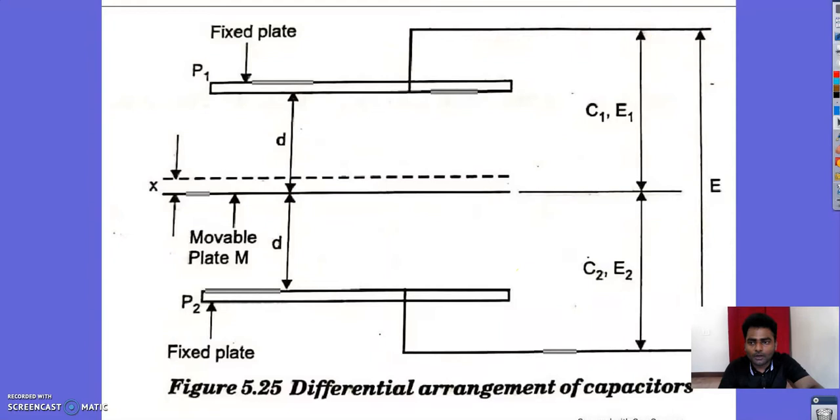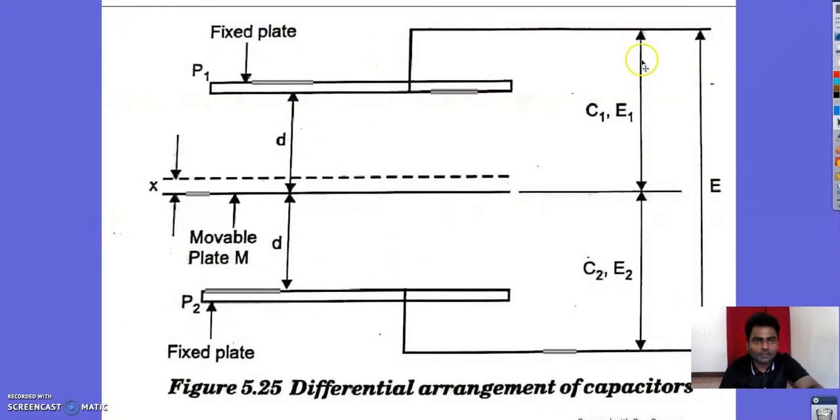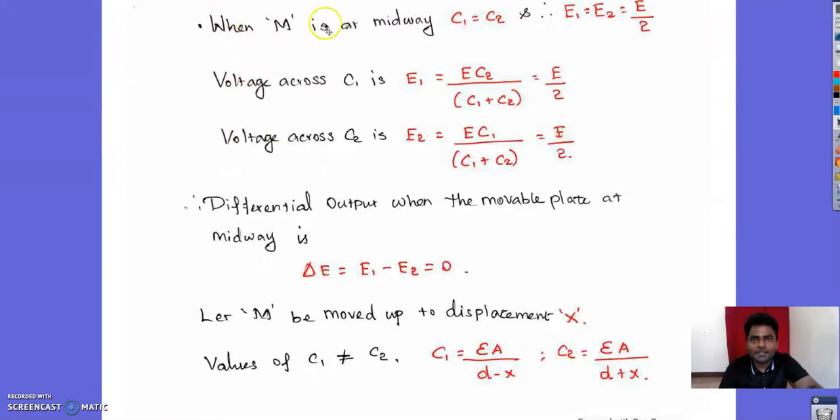and it is connected to the AC voltage E as in the definition. The difference between the movable plate and the fixed plate is going to form capacitance C1 and EMF induced E1. And for plate 2 it is C2 and E2, and this is the differential arrangement of your capacitor, where when M is in the midway, that is when the movable plate is in the midway, the value of C1 will be equal to C2 and E1 will be equal to E2.